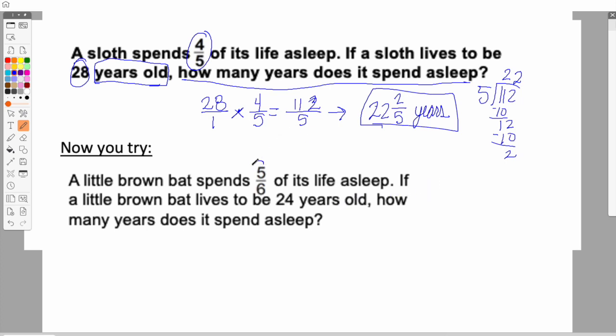All right, so same problem setup. We're going to go ahead and circle any of our numbers that we have, box any of our words, and underline our question statement. Okay, so now we've got our idea.